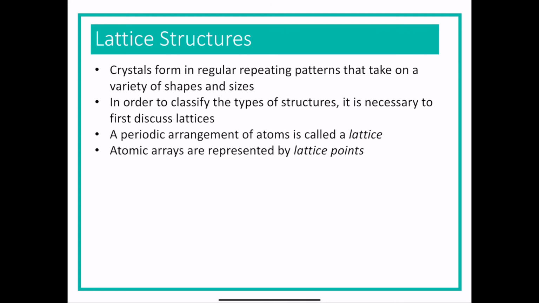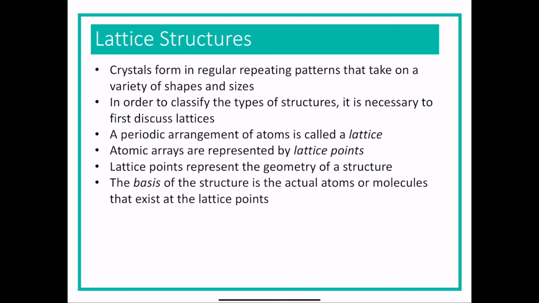Atomic arrays, or lattice crystals, are represented by lattice points. So a lattice point basically tells us what the geometry of the structure is, and then something called the basis is actually the atoms or molecules that go into it. The points that I'm going to be talking about are not atoms, they're just points in space that are saying where something might be.